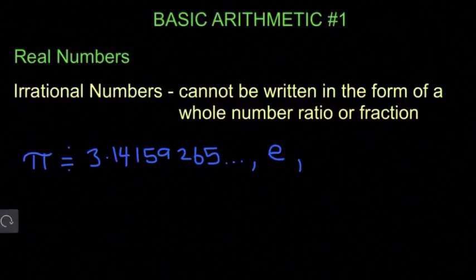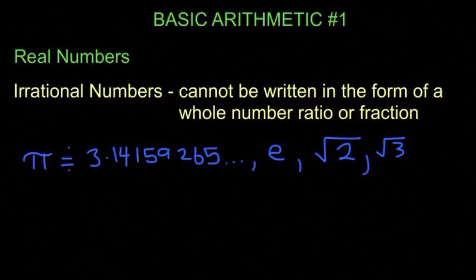Other numbers that are also irrational numbers are square root numbers. The square root of 2 is an irrational number. The square root of 3 is an irrational number.